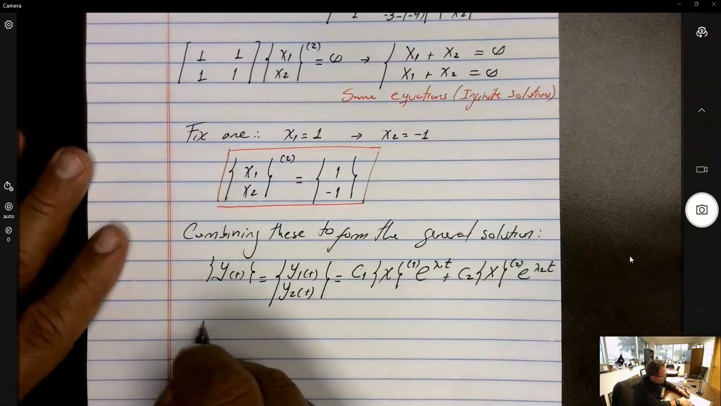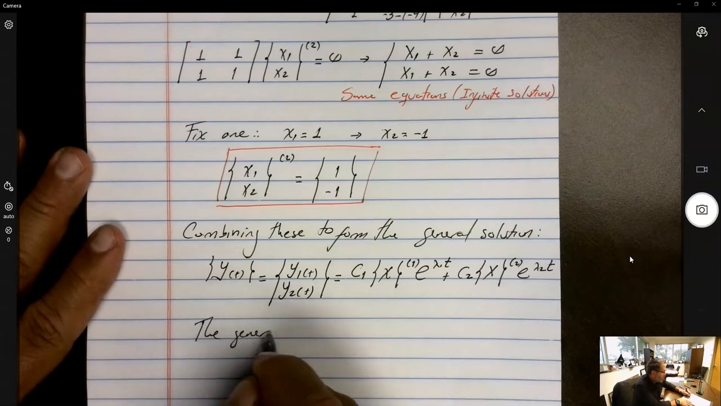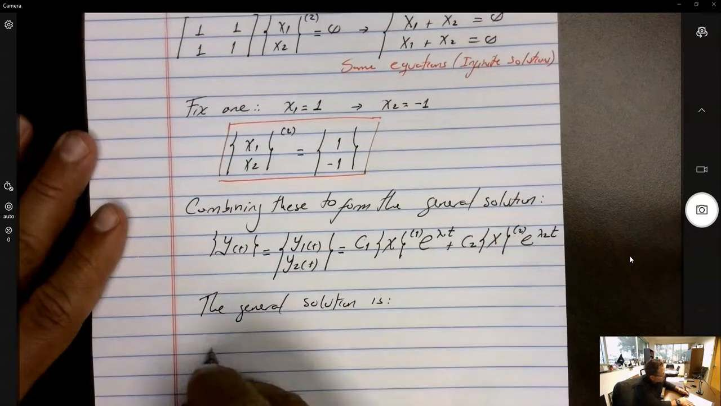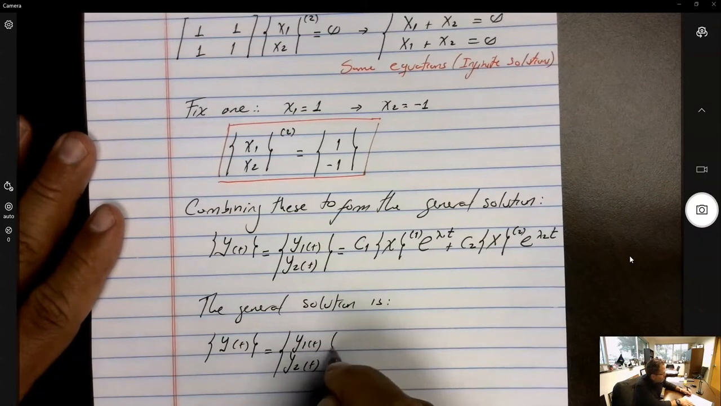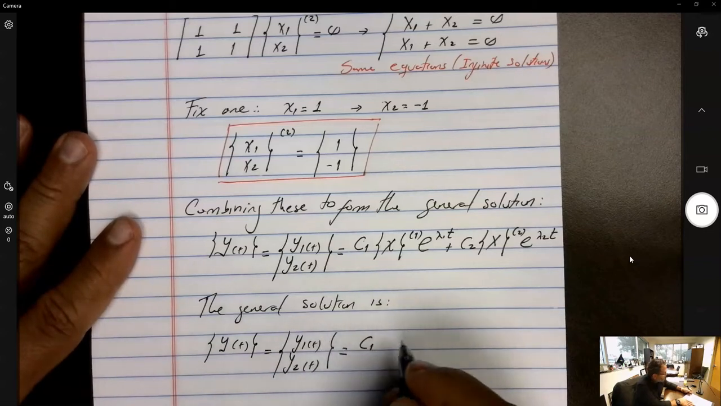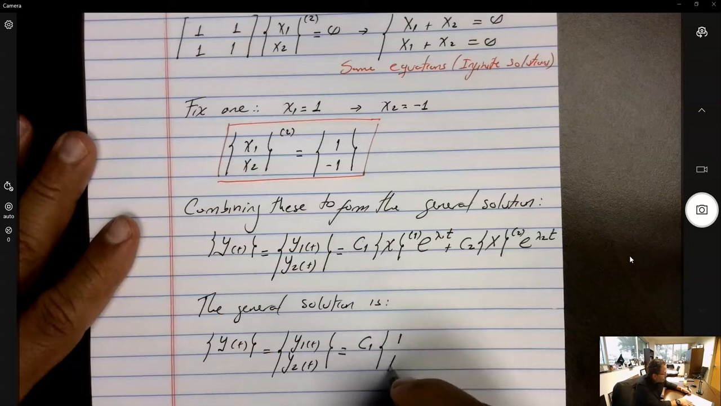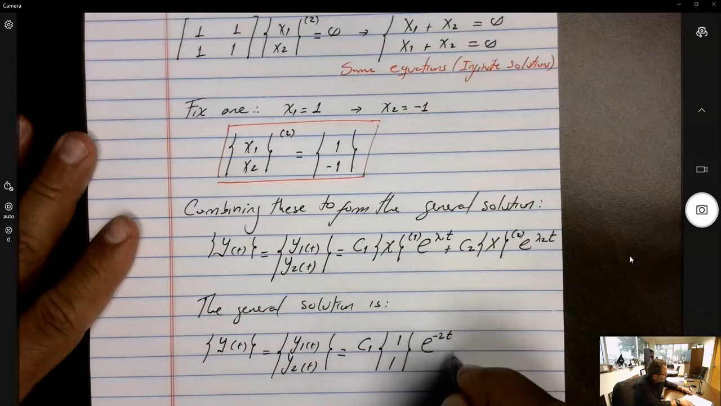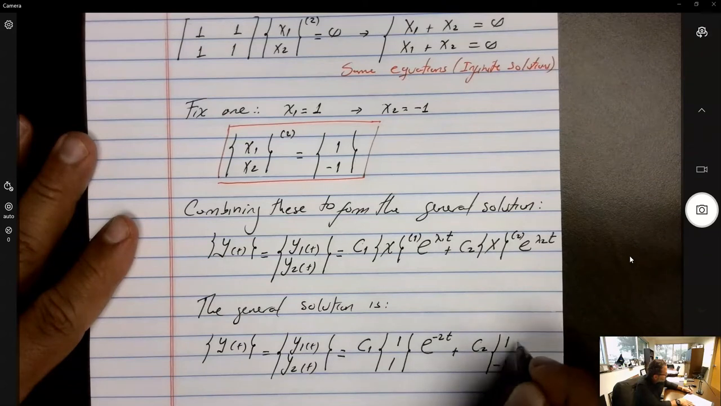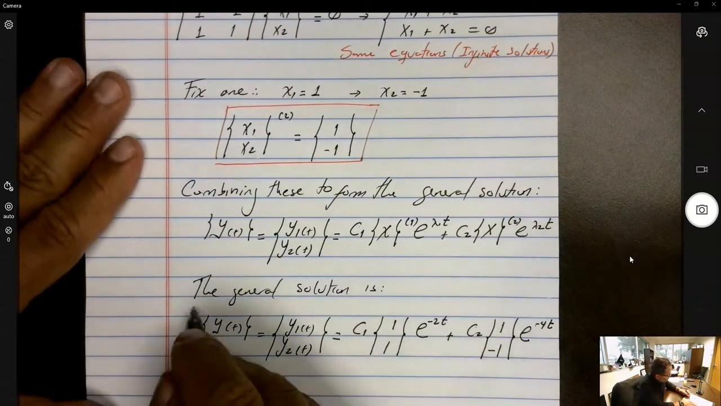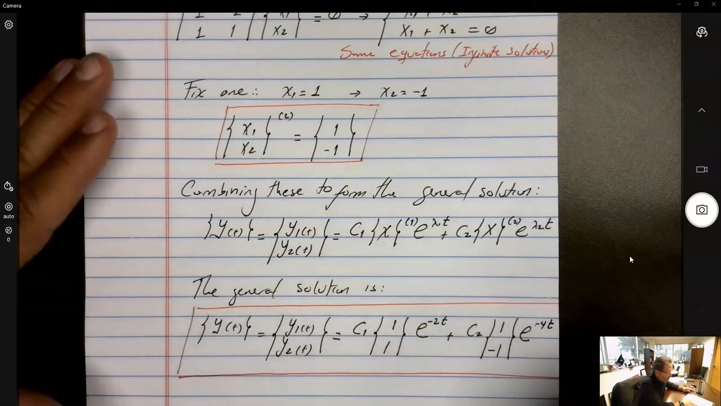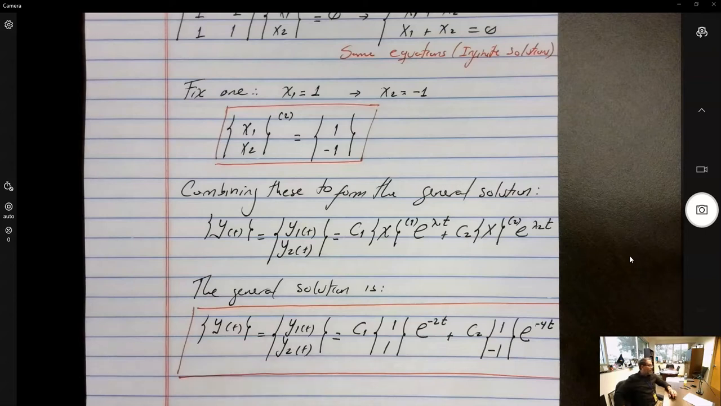So the general solution is y of t, which is [y1, y2] of t, equal to the constant of integration c1 times [1, 1] times e to the minus 2t plus a constant of integration c2 times [1, minus 1] times e to the minus 4t. So you have that linear combination of exponentials of different order as expected, because the solution of a single linear homogeneous constant coefficient IVP or ordinary differential equation will be an exponential like this. That was the premise of our assumptions to come up with this methodology.